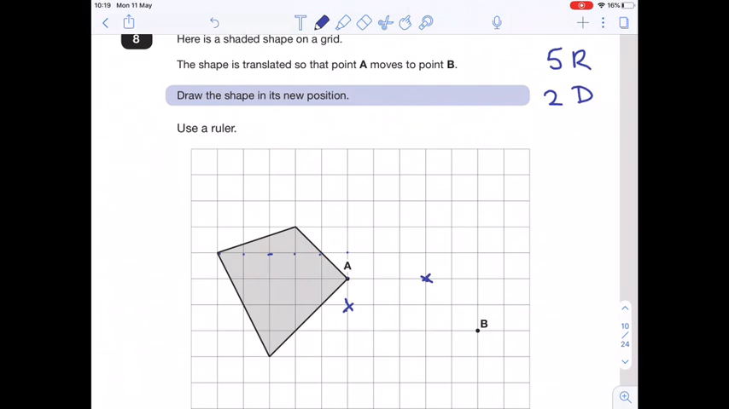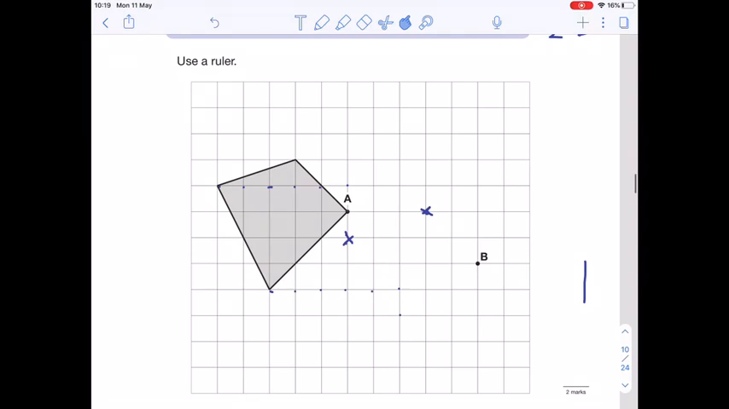I'm going to move this one, 1, 2, 3, 4, 5 and 2 down, we'll put it there. And get rid of those because that's in the middle of the shape. And then you need to join it up using a ruler preferably, although I do accept you might not have one at home. It's not very precise on the iPad, but anyway, it should look something like that, but with straighter lines hopefully.